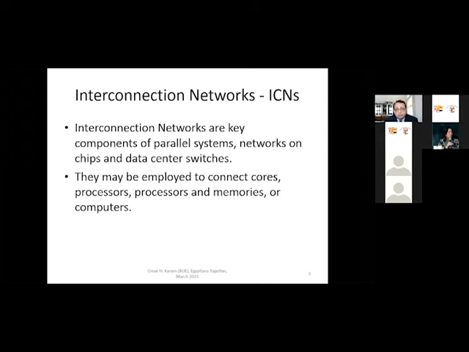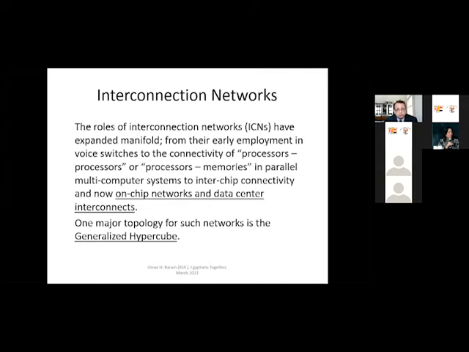Now, what are interconnection networks? They're key components of parallel systems, networks on chips, data center switches. They are the graph. Basically, I'm going to talk about the graph which the network follows. And nowadays, of course, they are employed to connect cores, processors to memories or computers. So the role of interconnection networks has expanded manifold.